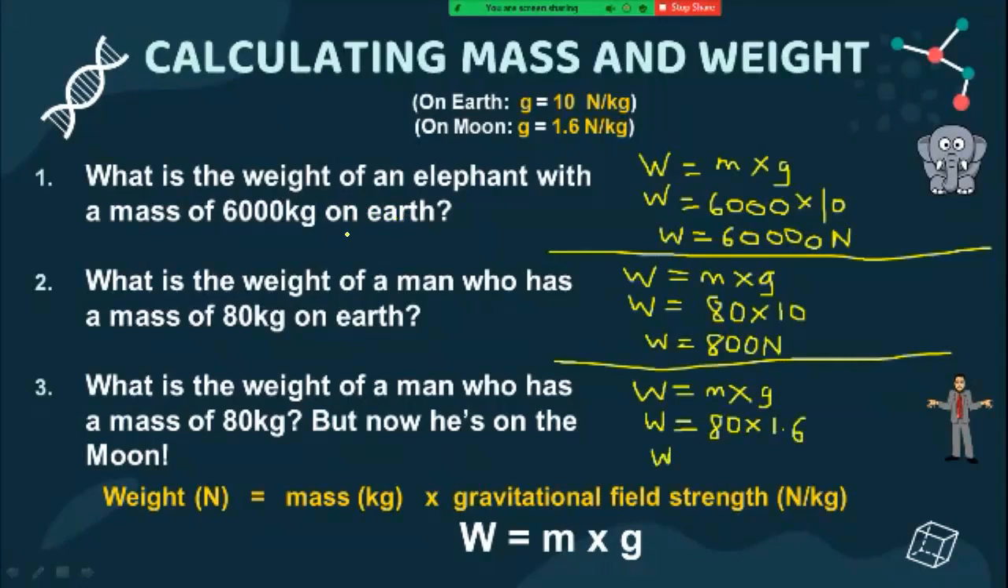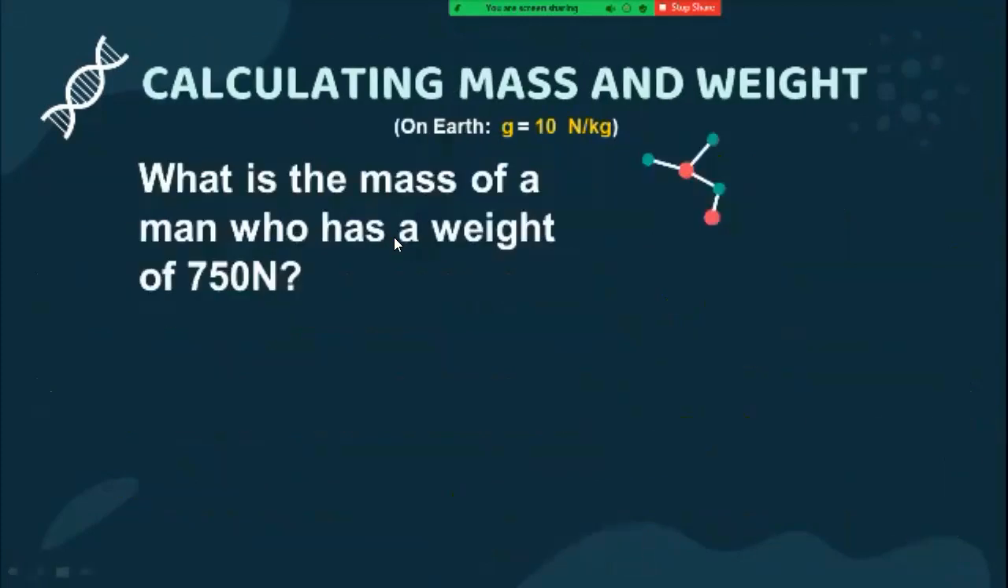And this gives us a value of weight that is equal to 128 Newton. So this man weighs 800 Newton on Earth, but weighs 128 Newton on the moon because of the effect of gravity that differs on the Earth and on the moon.